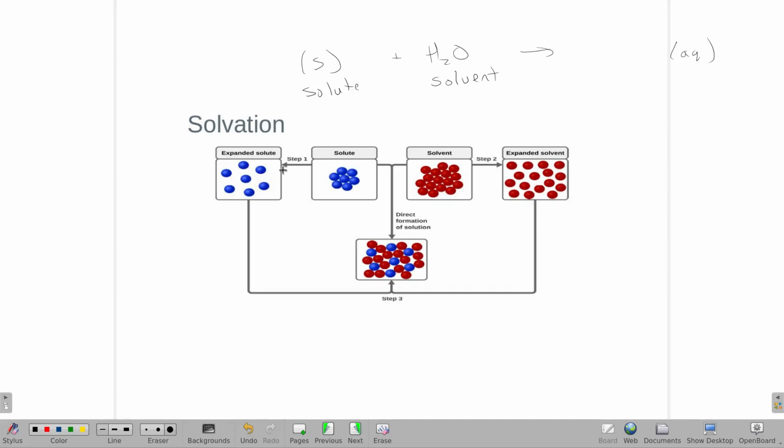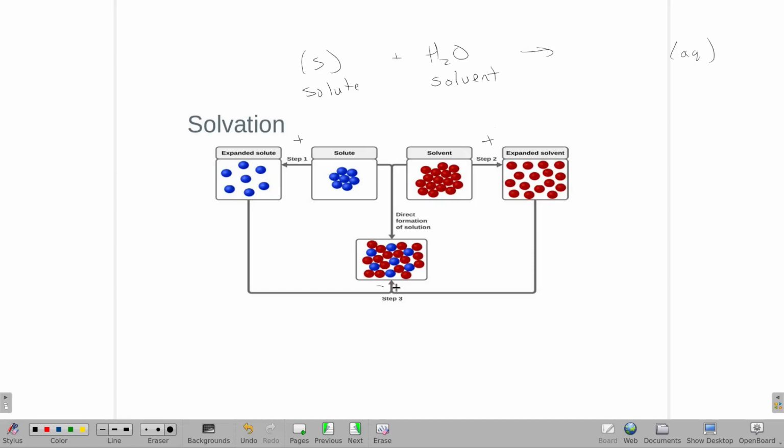It's going to overcome those intermolecular forces. Those intermolecular forces get broken, and now these are individual species floating around. That's going to require some energy. Over here on the solvent, I used water as an example, but it could be anything. Same type of thing. We're going to have to put energy in to overcome the intermolecular forces of the solvent-solvent interactions, so we put some energy into it. All right, the expanded solvent and the expanded solute will then mix with each other. That mixing is definitely going to give us back some energy.